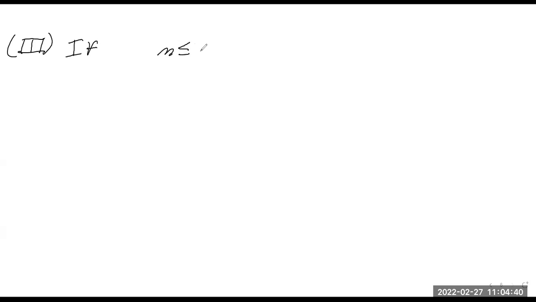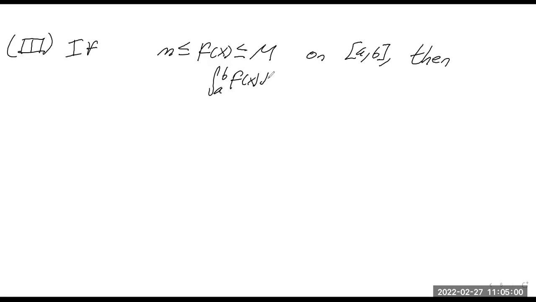If we have that f is between two numbers, little m and big M, on the interval a to b, then the integral from a to b of that same function f is going to be in between that big M times the length of the interval, and also greater than or equal to that little m times the length of the interval.